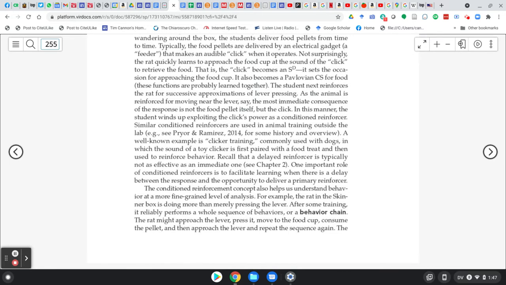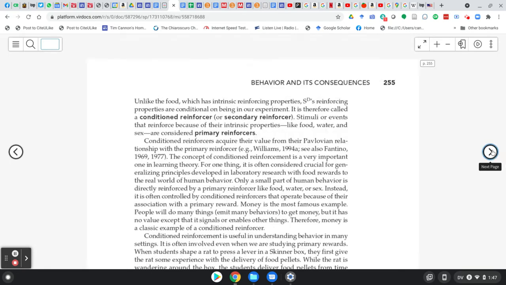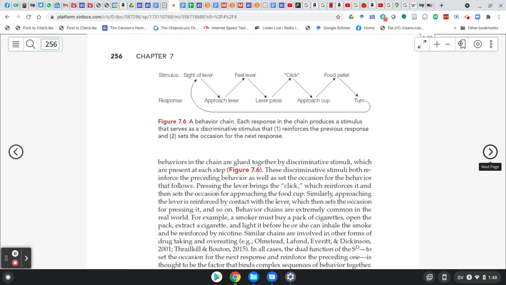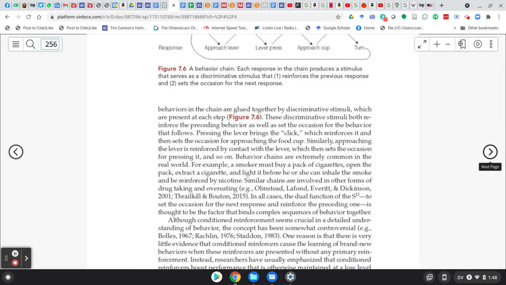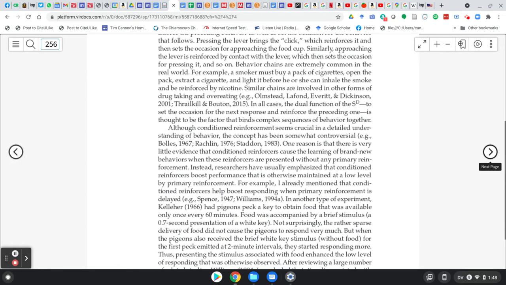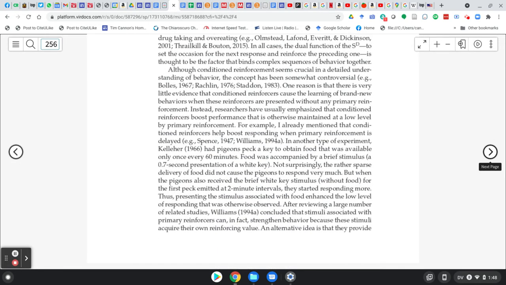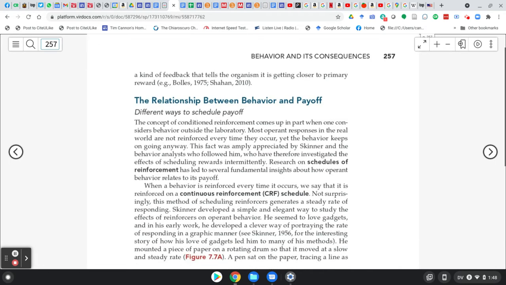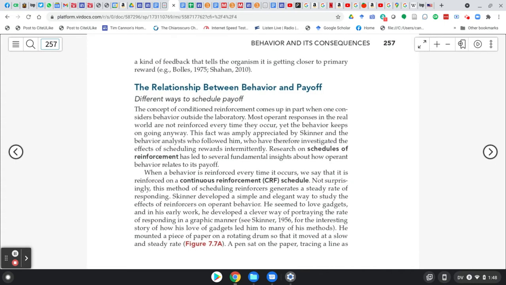And behavioral chains. Chain is a good word because it has links and you have to go through the chain to get to the end. And there's an example of a chain. And conditioned reinforcement can be very important to chains, and chains are important to complex behaviors often. And now we're getting to schedules of reinforcement, which is where we're going to start doing the technology. Hopefully, we'll be hitting the picture of the Skinner box here shortly.